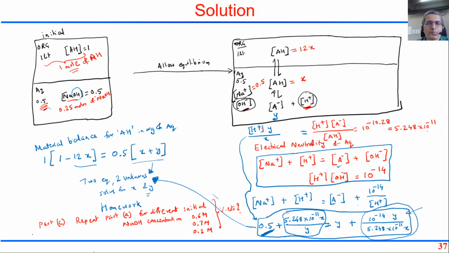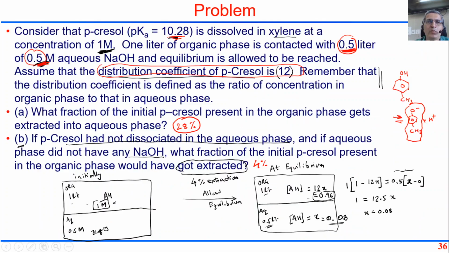Calculate for yourself. What we are going to do in the next lecture is slightly more advanced version of this. Now in the organic phase, we are going to have two compounds, let's say AH and BH, and we are going to extract with a base. Okay, and then we will see what happens to the separation factor, how much A remains in the organic phase, how much B remains in the organic phase, how much A comes in the aqueous phase, how much B comes in the aqueous phase.